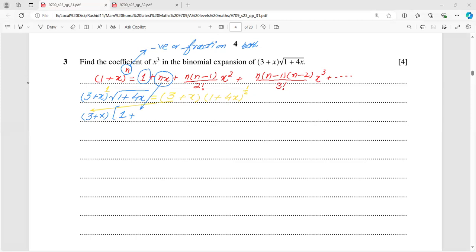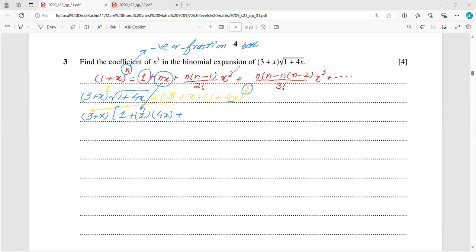So I will write this one as: n means the whole power. What's the whole power? That is 1 by 2. So you have to write 1 by 2 over here. And then you have to write the second term. What's the second term? That is 4x. Then you have to write the next one, this expansion.